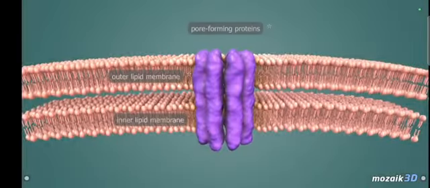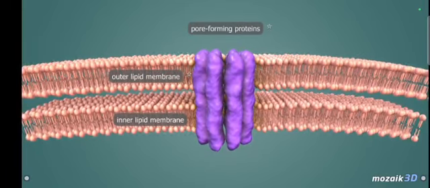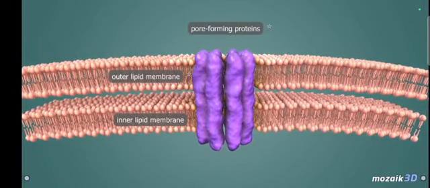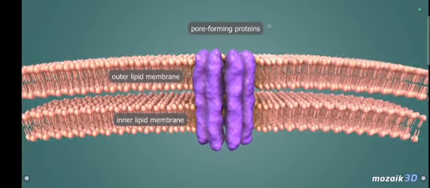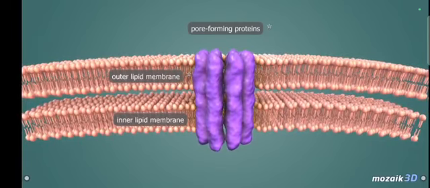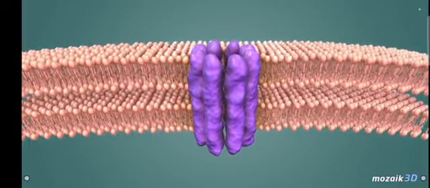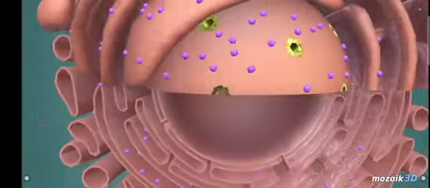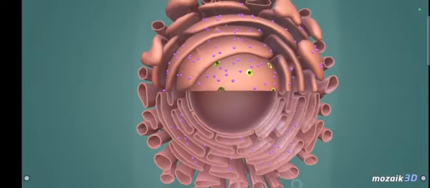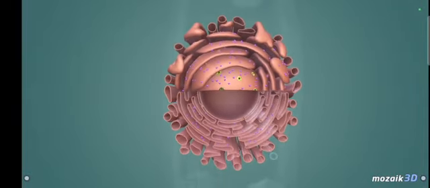The nuclear membrane is a double lipid membrane. It contains pores, which are made up of pore-forming membrane proteins, through which materials are transported between the cytoplasm and the nucleus. The endoplasmic reticulum is continuous with the outer layer of the nuclear membrane.